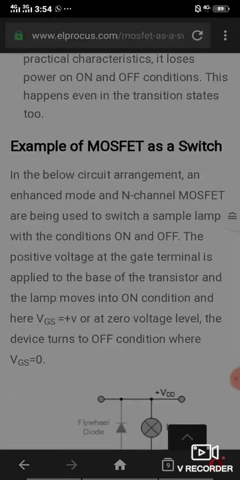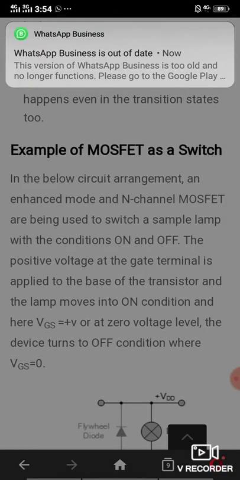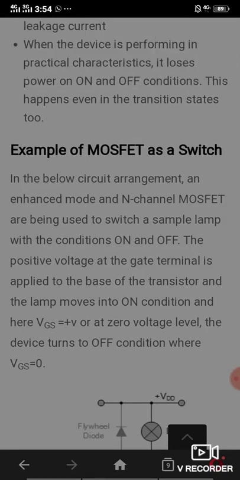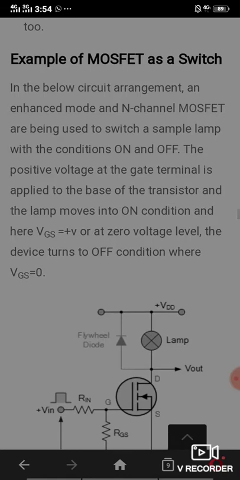So now let's come to MOSFET as a switch and the enhancement mode. The positive voltage at the gate terminal is applied to the base of the transistor and the lamp moves into its on condition.